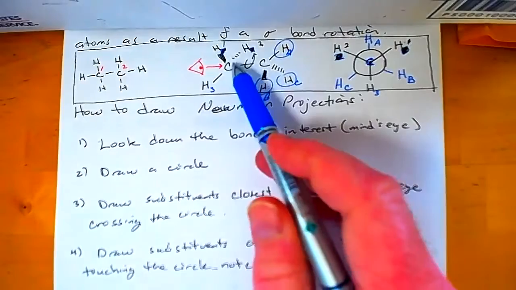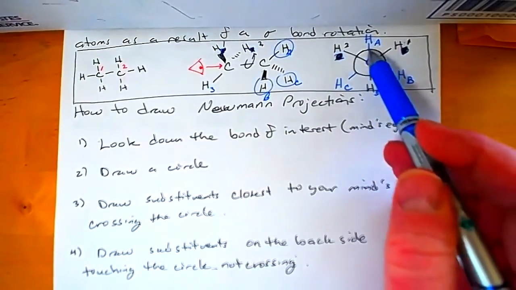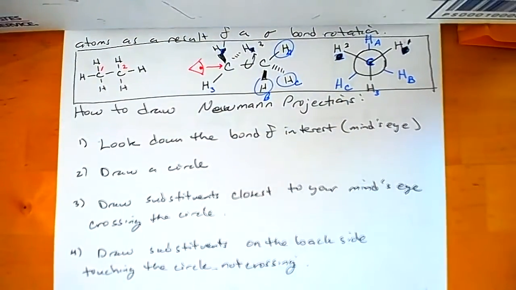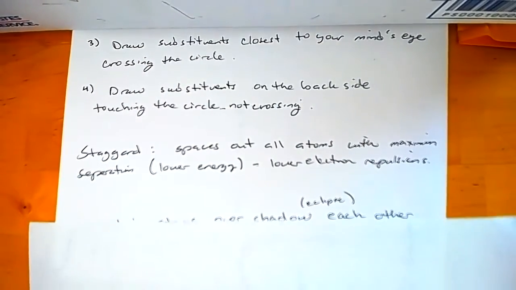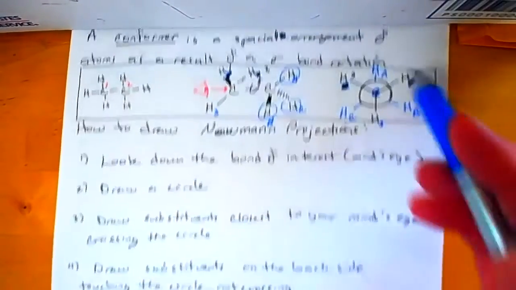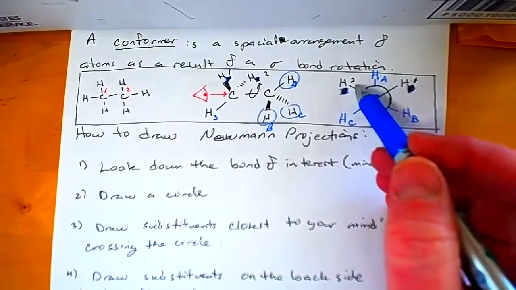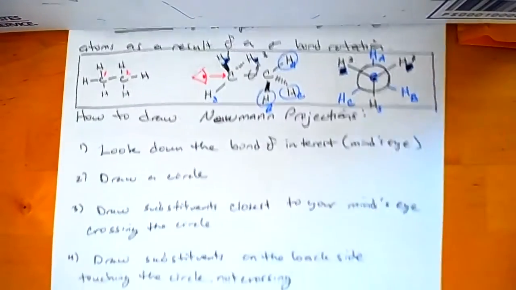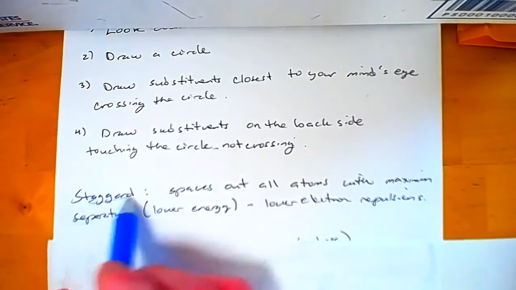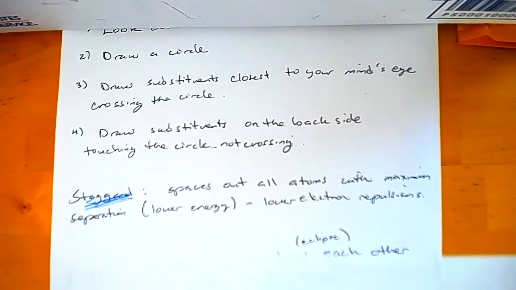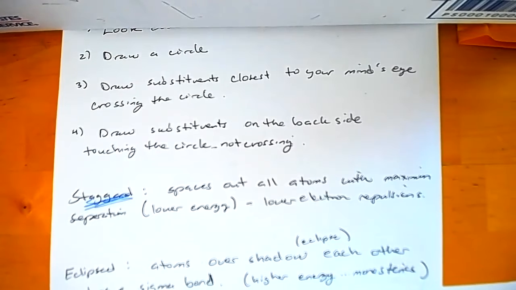So again, the ones that are toward the front are the ones crossing, and the ones that are away are the ones that are just touching the circle. Okay, so now with all that being said, in this group, the way this is clearly drawn, you can see how all the groups are spaced out apart from each other and that no group is on top of each other. Well, this is referred to as a staggered conformation. That means that it spaces out all the atoms with maximum separation, and this is lower in energy.